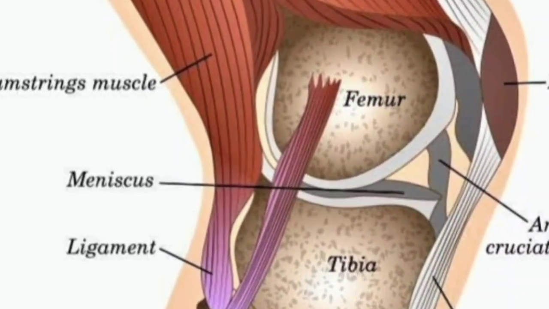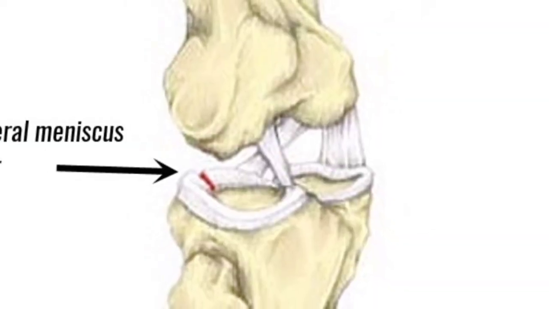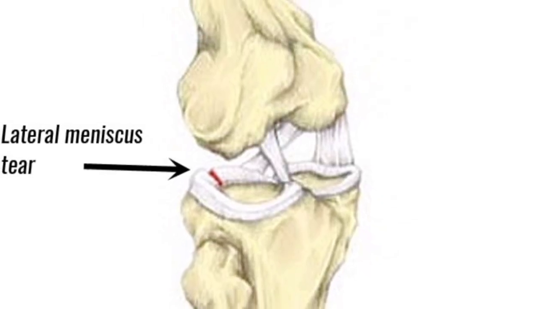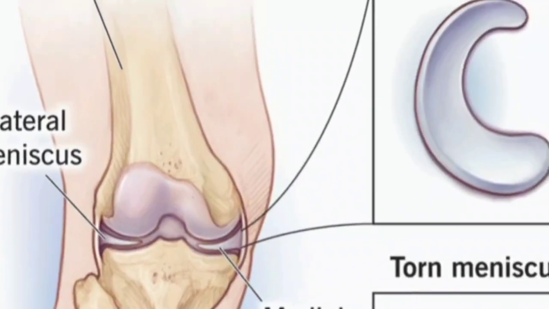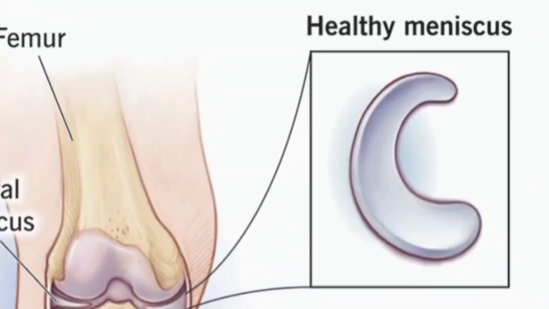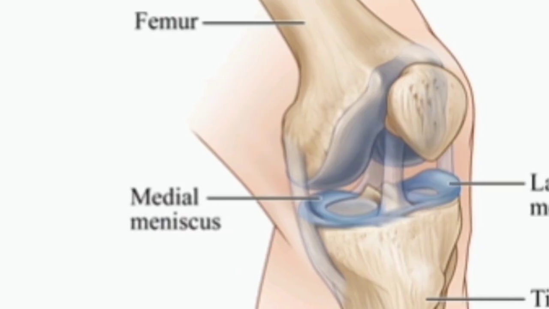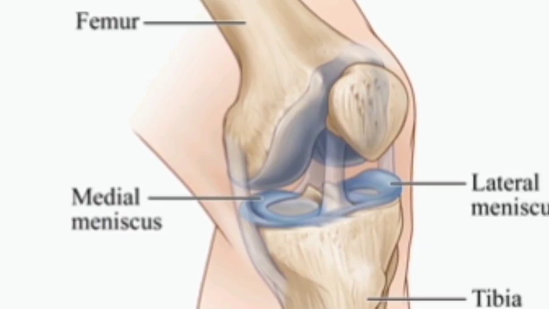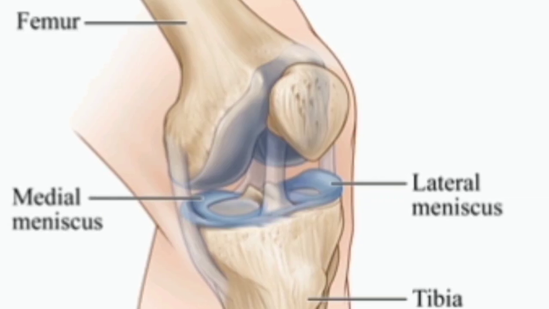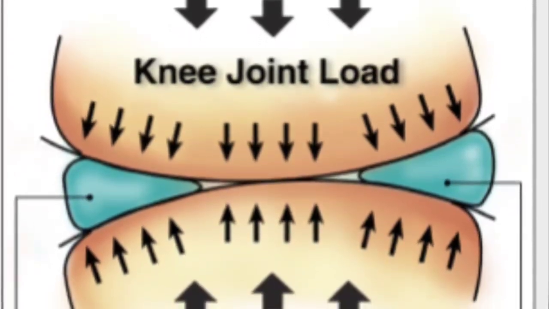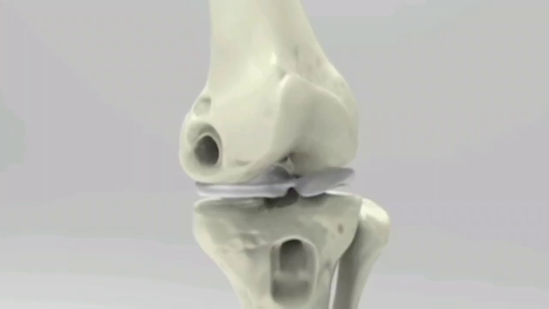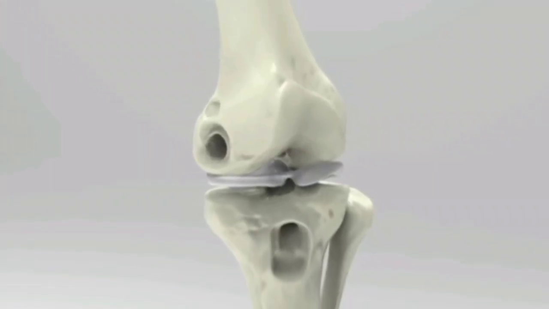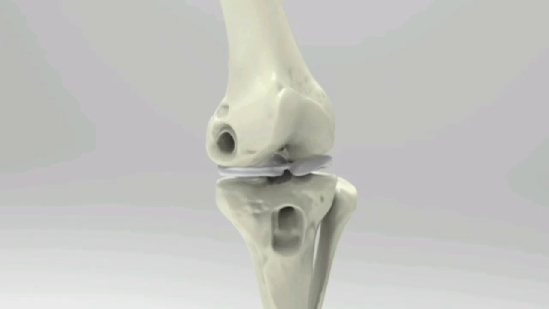Meniscus anatomy and function. The knee joint is made up of three bones: the femur or thigh bone, tibia or shin bone, and patella or kneecap. Between the femur and tibia, we have two C-shaped pieces of cartilage called the menisci, one on the inner side or medial meniscus and one on the outer side or lateral meniscus. The menisci act like shock absorbers, distributing weight across the knee joint and preventing excessive friction. They also help us stabilize the knee during movement.